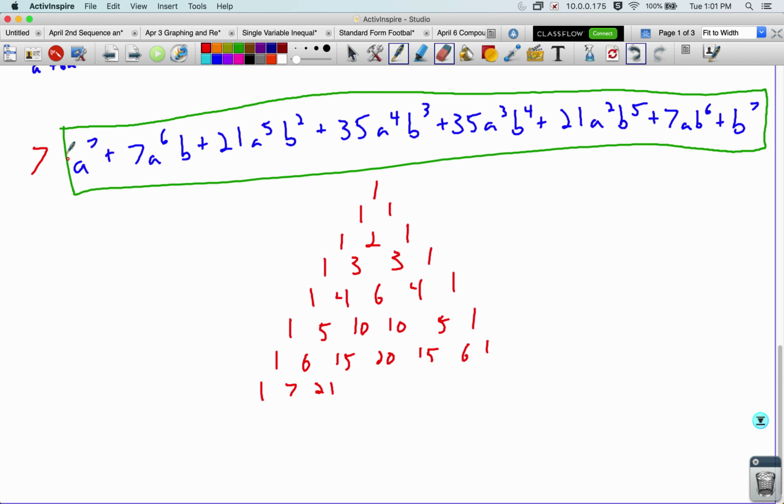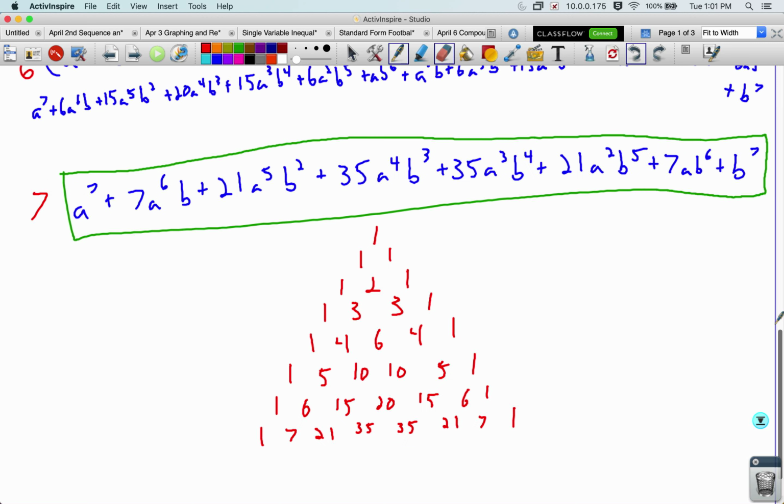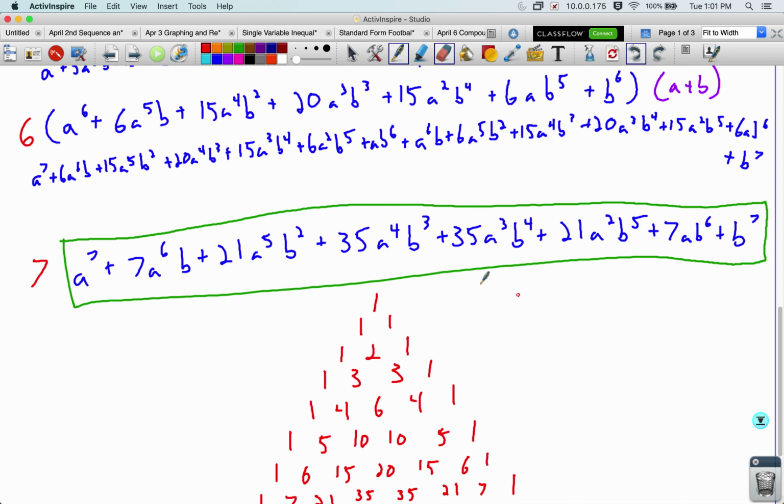21, look up here, look at the coefficients, 1, 7, 21, 35, 35, 21, 7, 1. The 7th row matches the coefficients of this expanded perfectly. 1, 7, 21, 35, 35, 21, 7, 1. And if we back up, we'll see that a plus b to the 6th matches the 6th row.